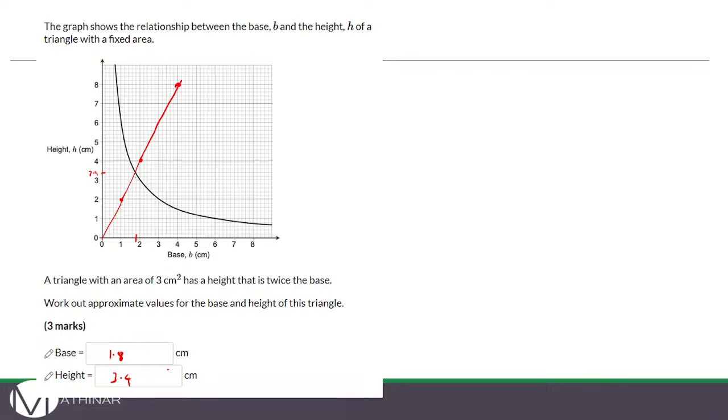So that's my answer. I could just leave it there, but let's double check this. It is worth 3 marks. It's going to take me about 10 seconds to double check this. The area of a triangle is equal to base times height divided by 2. So that's 1.8 times 3.4 divided by 2. Now, is this somewhere near 3? Let's have a look. 3.06, close enough for me. So I know that this is right, and I know that I've got myself 3 marks here.